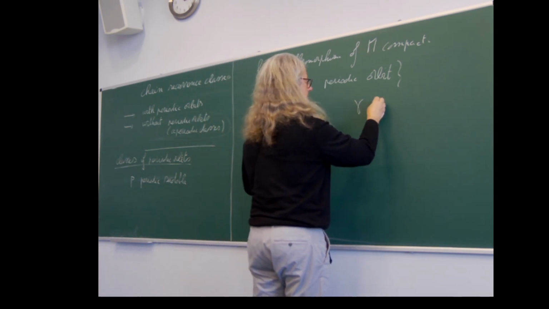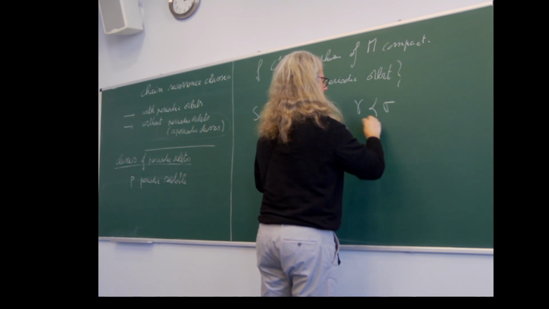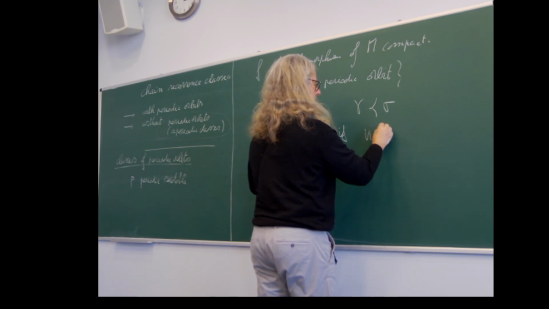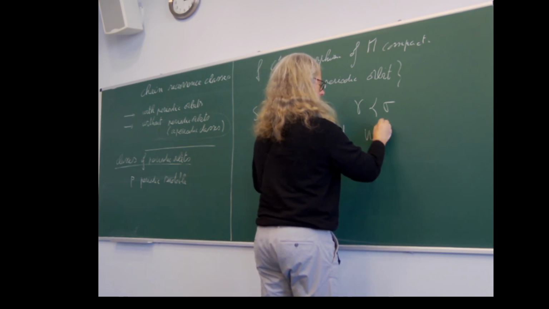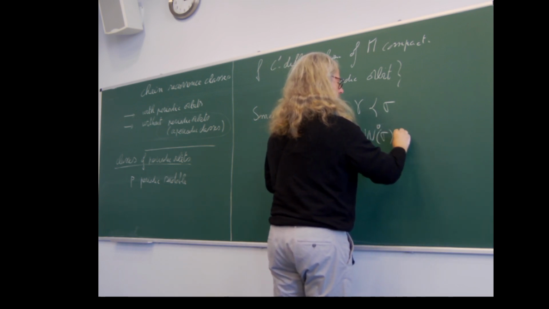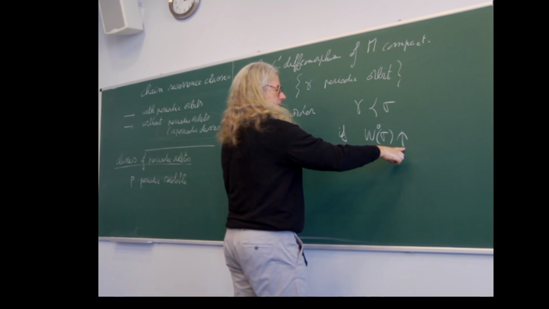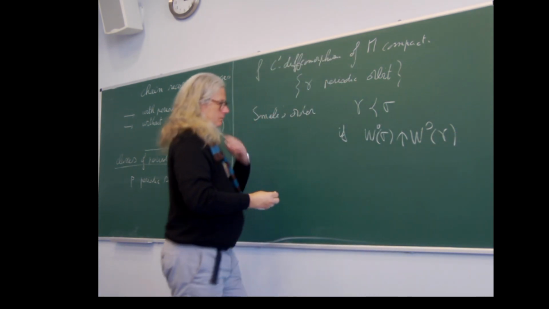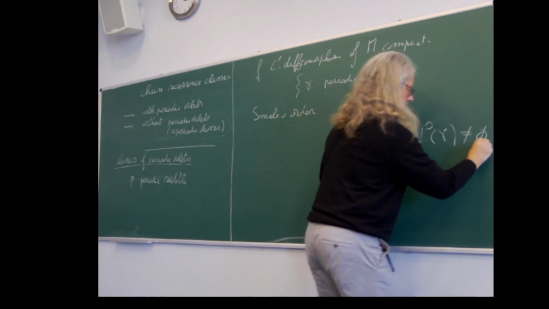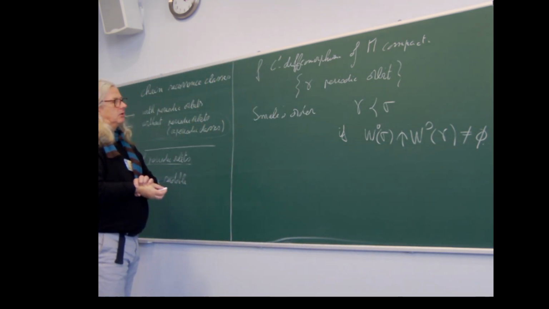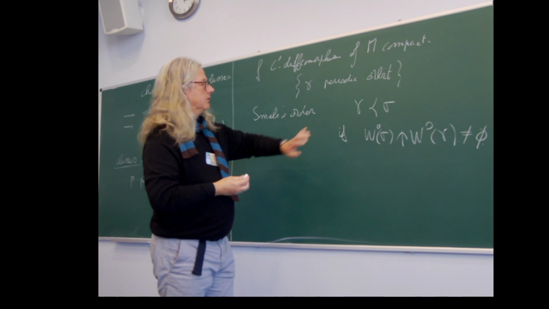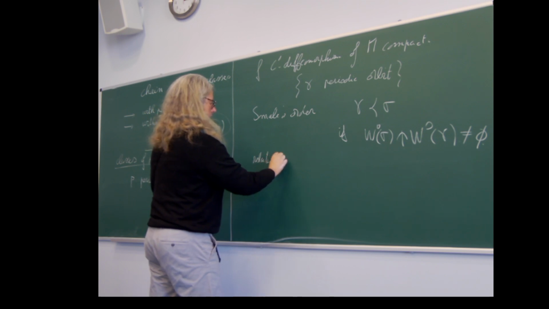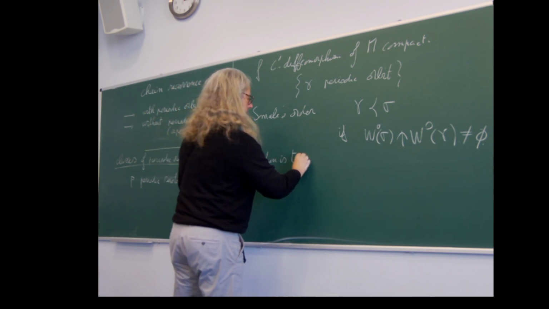Let's say that gamma is less than sigma if the unstable manifold of sigma has a non-empty transverse intersection with the stable manifold of gamma. Okay, so I say preorder because that is reflexive and transitive. This relation is transitive, and that is the lambda lemma.